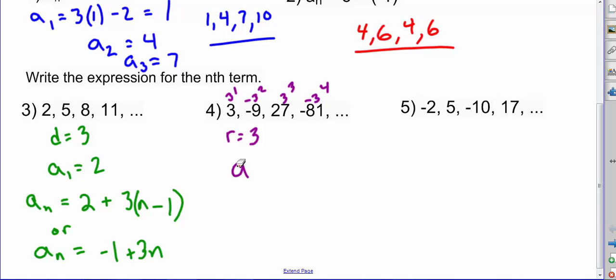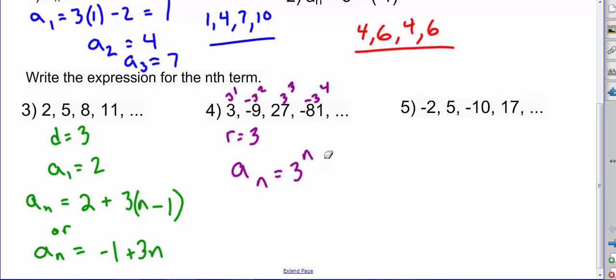If I wanted to do this, how do I get these 3 to a certain power terms? Well, it would be something like this. a sub n is equal to 3 to the n power. We just keep multiplying by 3 over and over and over. Now, the alternating signs is the issue we've got to deal with.